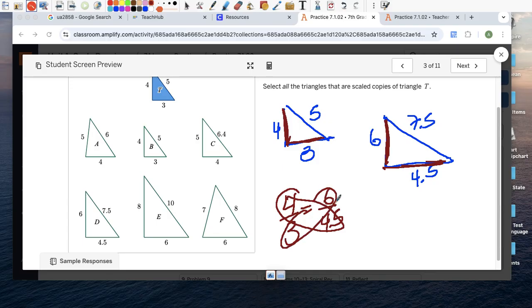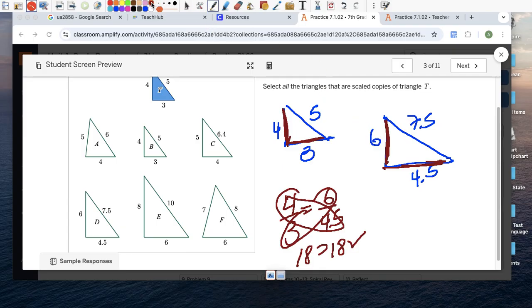4 times 4.5, if you put that in your calculator, you're going to get 18. And if you multiply 3 times 6, you also get 18. So that's a definite check. That means that they are scale copies. This is a scale copy of that one.